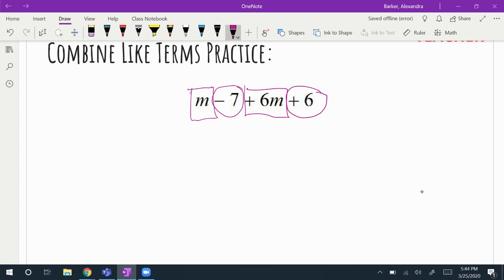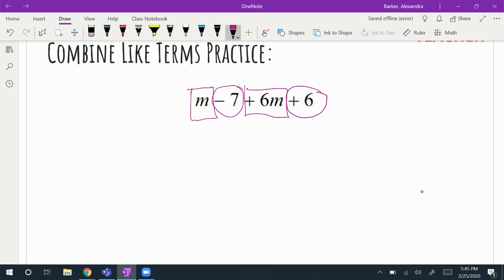Now, sometimes it's tricky to combine them when they're not next to each other. You could just draw lines to combine them together if you would like, but sometimes that's a little bit difficult. So what I like to do is use the commutative property of addition and move the boxes and circles around so all the boxes are next to each other and all the circles are next to each other, meaning all the variables are next to each other and all the constants are next to each other.